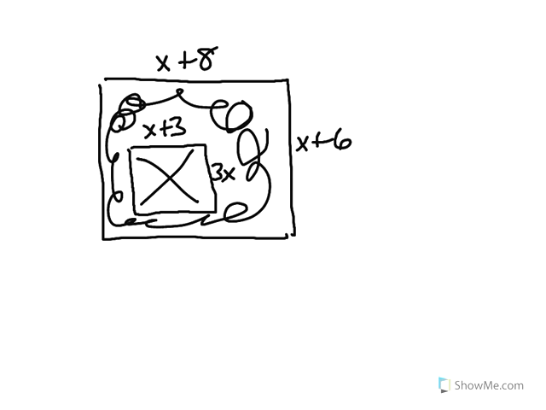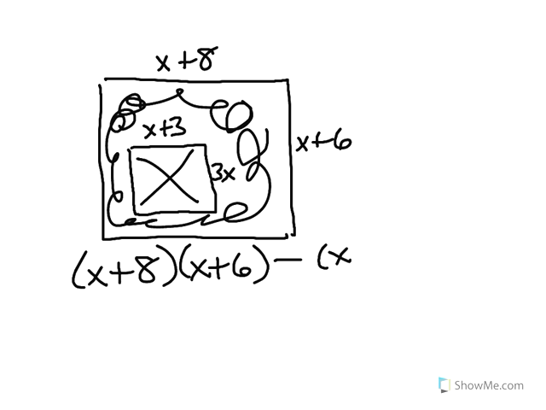In other words, we're going to find the area of the big rectangle and subtract from it the area of the little rectangle. So the expression we're to calculate looks like this. The area of a rectangle, of course, is length times width, so we have x plus 8 times x plus 6. Then we're going to subtract the area of the smaller rectangle, which would be x plus 3 times 3x.